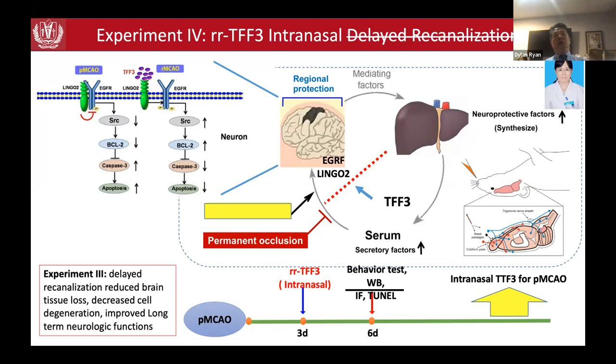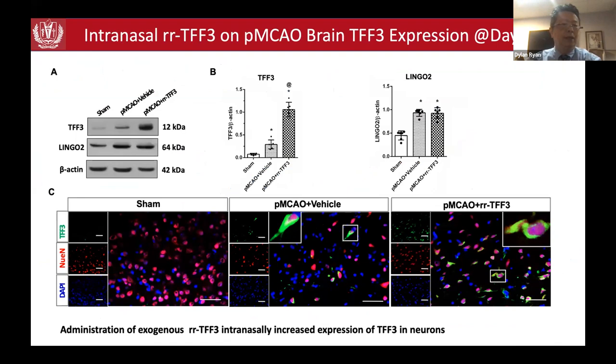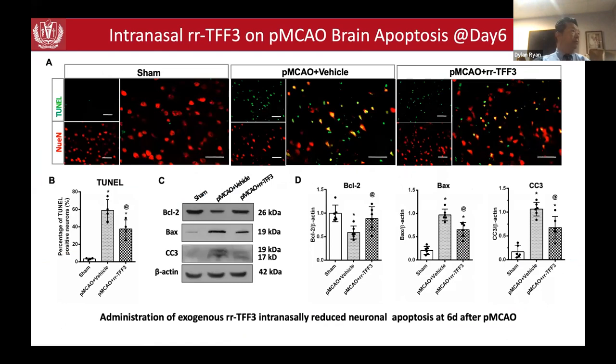And in this case, we did not reopen the vessel. So we basically repeat the same study, 3 days. We did not reopen the vessel, but we gave TFF3 by nose, bypassing the BBB. And we see the same thing. See, in the brain, TFF3 level increased when you give this recombinant TFF3 by nose. And then the cell death decreased.